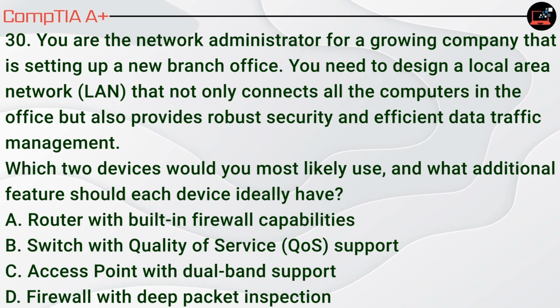You are the network administrator for a growing company that is setting up a new branch office. You need to design a local area network, LAN, that not only connects all the computers in the office, but also provides robust security and efficient data traffic management. Which two devices would you most likely use, and what additional feature should each device ideally have? A. Router with built-in firewall capabilities. B. Switch with quality of service, QoS, support. C. Access point with dual band support. D. Firewall with deep packet inspection.